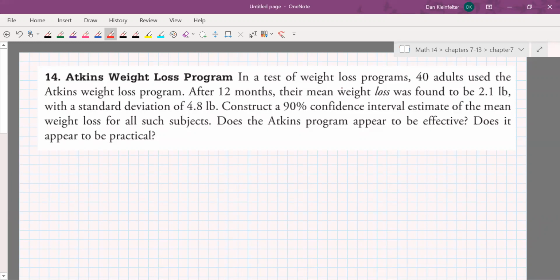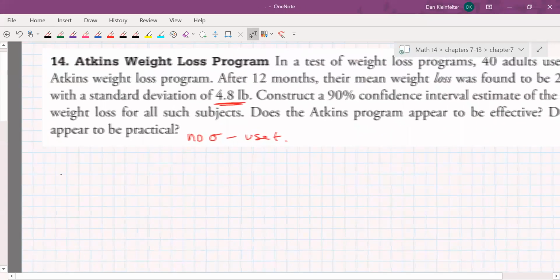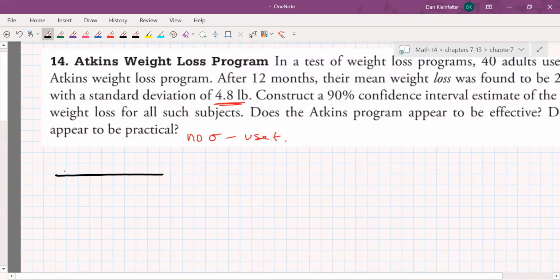So the part here in the second sentence where it says after 12 months, their mean weight loss was found to be 2.1 pounds with a standard deviation of 4.8 pounds. It should be clear that that 4.8 pounds is the standard deviation of the sample, not the population. So we're going to be using T for this one also. So I'm going to start with a little picture.